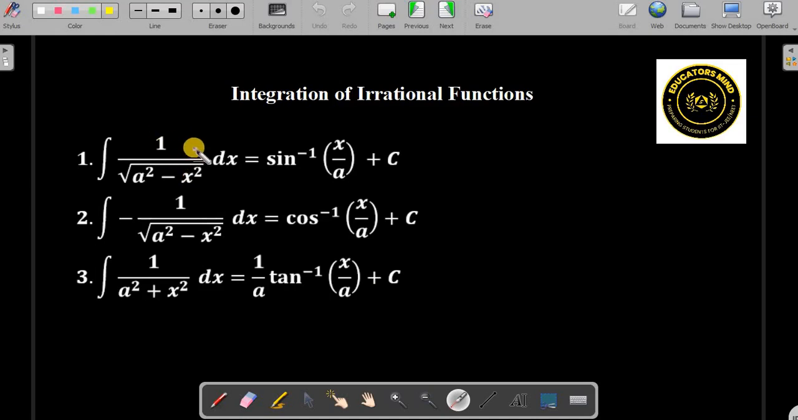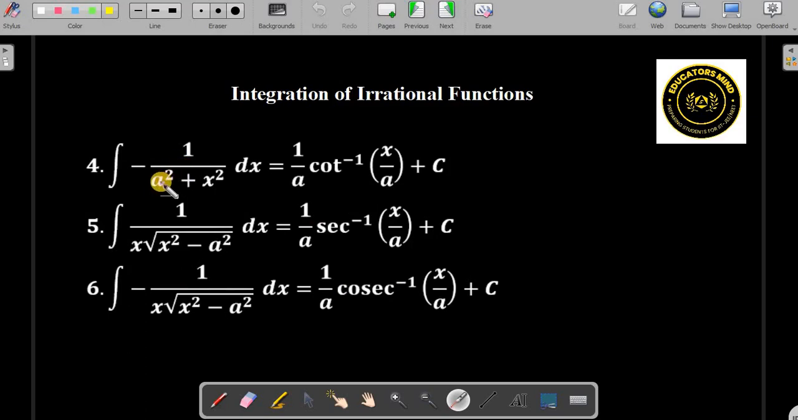Okay. Similarly, 1 by root under a square minus x square is sine inverse of x by a. The only thing is that if you put a as 1, you will get the previous result, right? This is more general, so a can be anything here. You can rearrange and directly write this answer. Okay. 1 by a square plus x square is 1 by a tan inverse of x by a. Okay.